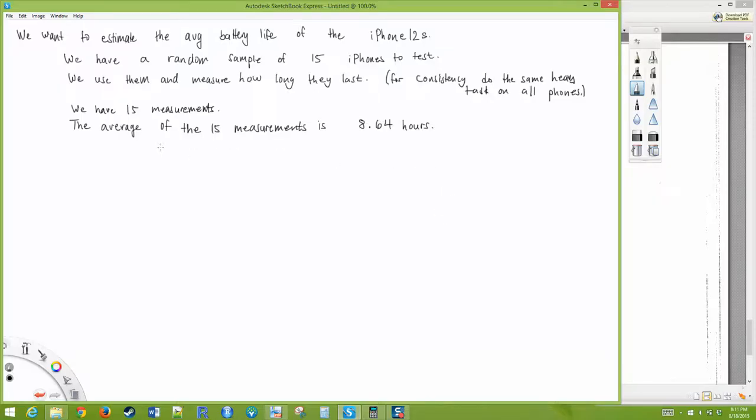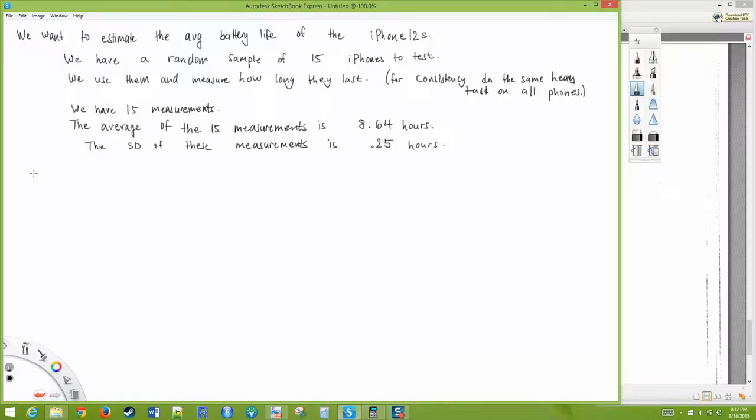And the standard deviation of these measurements is what? I don't know, maybe it's 15 minutes, so 0.25, one quarter of an hour, okay? Is that okay?